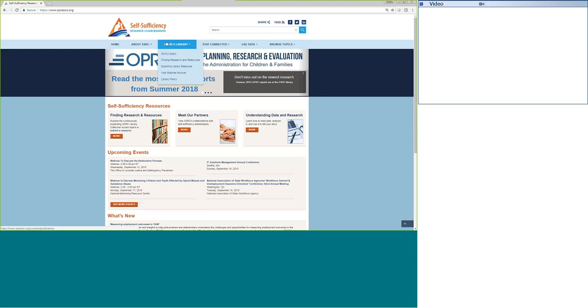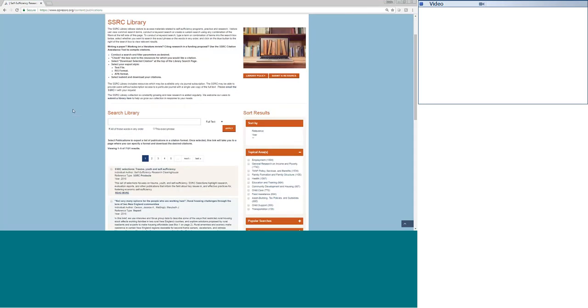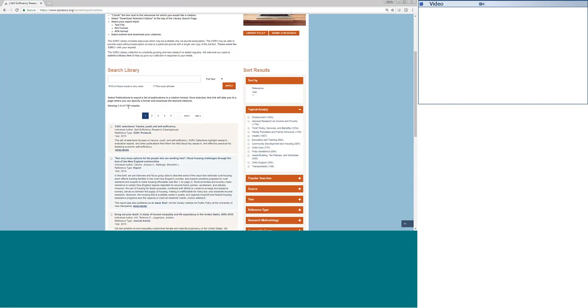You got it, okay. So this is the SSRC website, and what I'm going to do is go into our library so you can see the library. You'll see we have 7,100 resources in here, and the great thing about these resources is that they're all reviewed by our team here. So you know that you're getting trusted research.